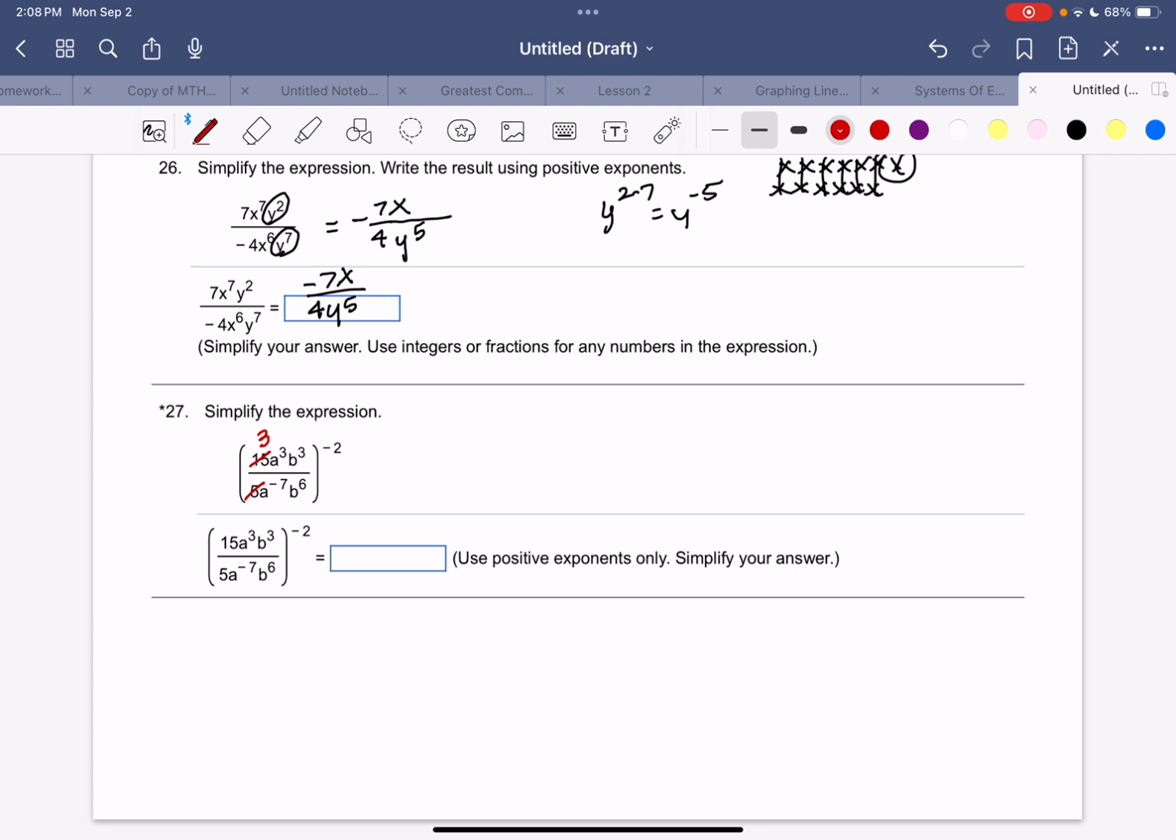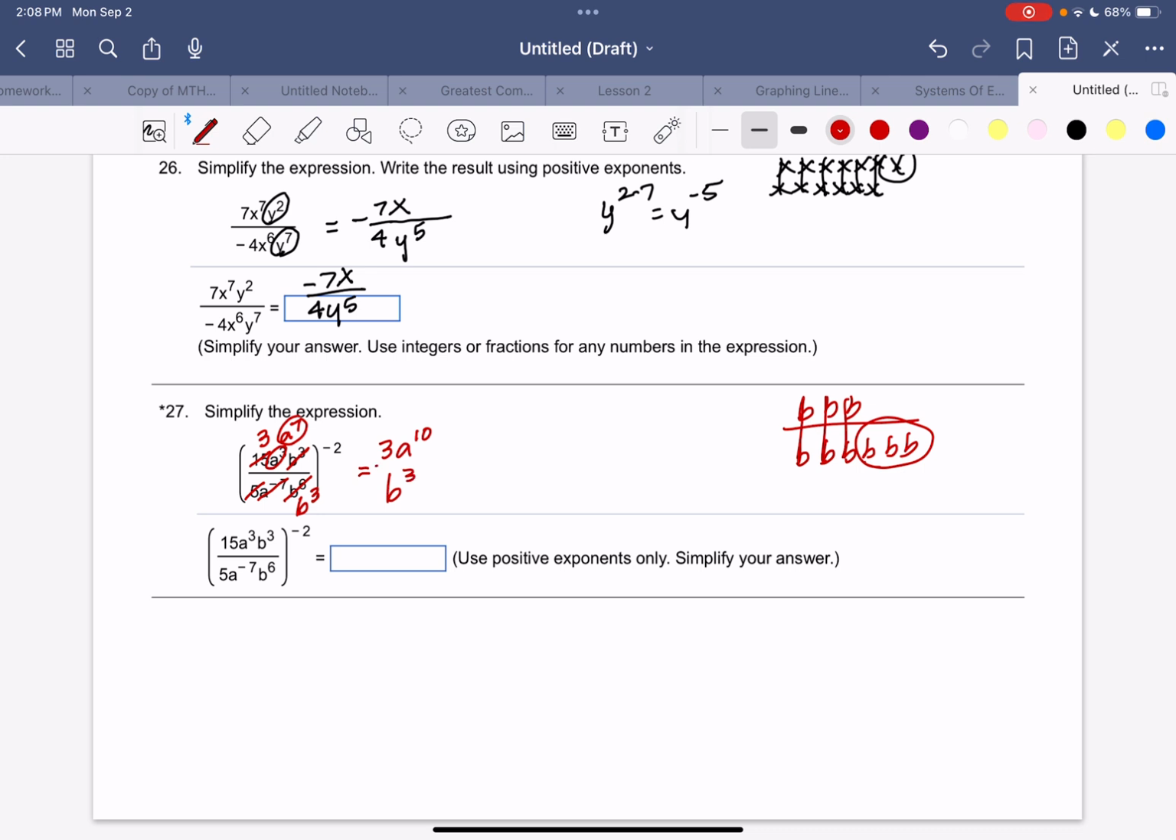This a to the negative 7, I'm going to move it to the top, a to the 7. So far I have a 3, a to the 10th, because look, a to the 3rd and a to the 7th is a to the 10th. And look, b to the 3rd is going to leave me b to the 3rd in the bottom because 6 b's in the denominator multiplied and 3 in the top. So those will divide out and leave the 3 in the bottom.